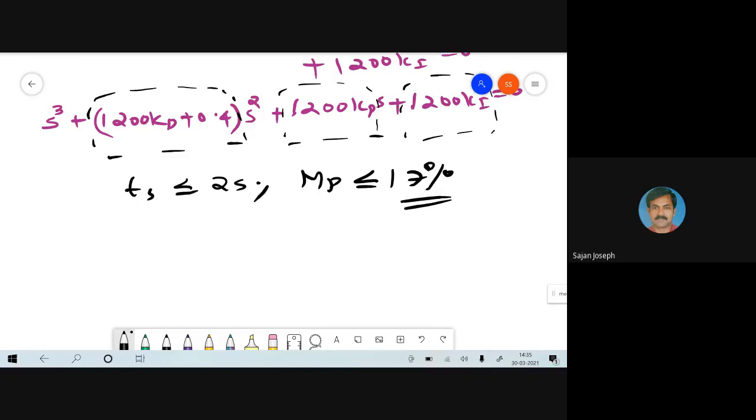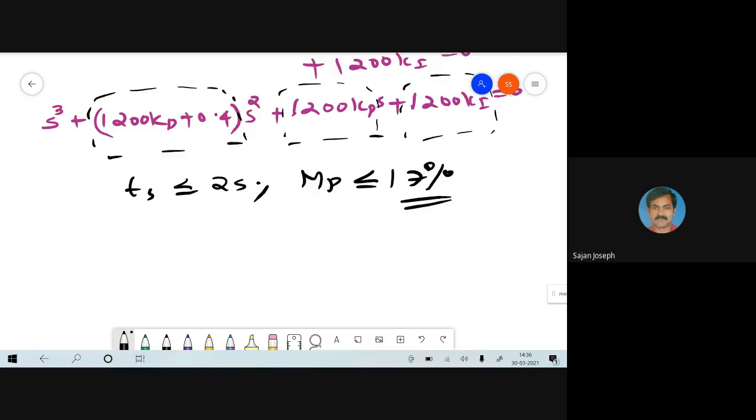And what we will do is that we will assume that even after adding the controller, the system will remain approximately second order. Okay, that is the assumption we are going to make. And what is the advantage for a second order system?